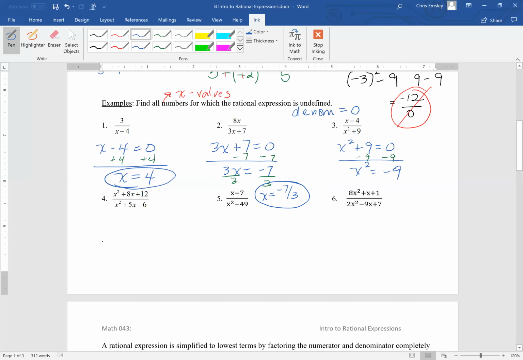Okay, so take a minute. What's the next step there if we're solving? We have x squared equals -9. Well, to get rid of that x squared, we would take the square root of both sides.